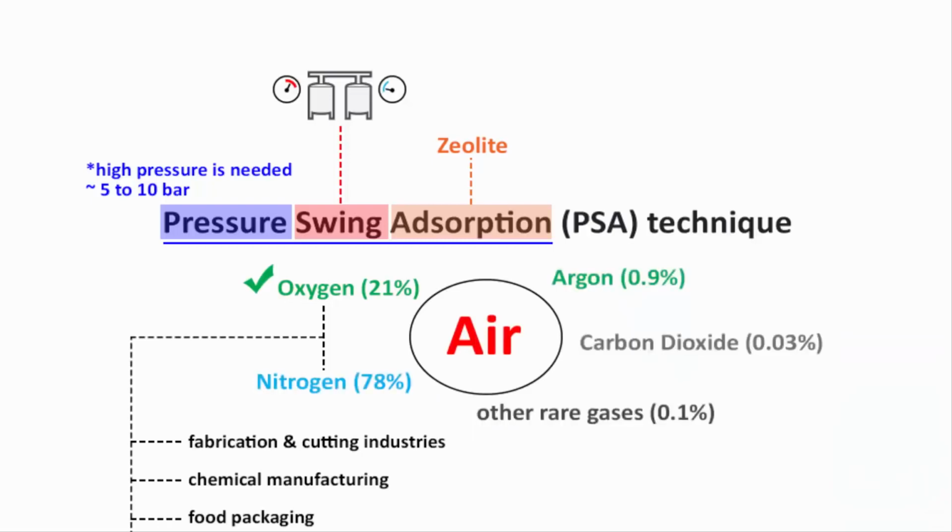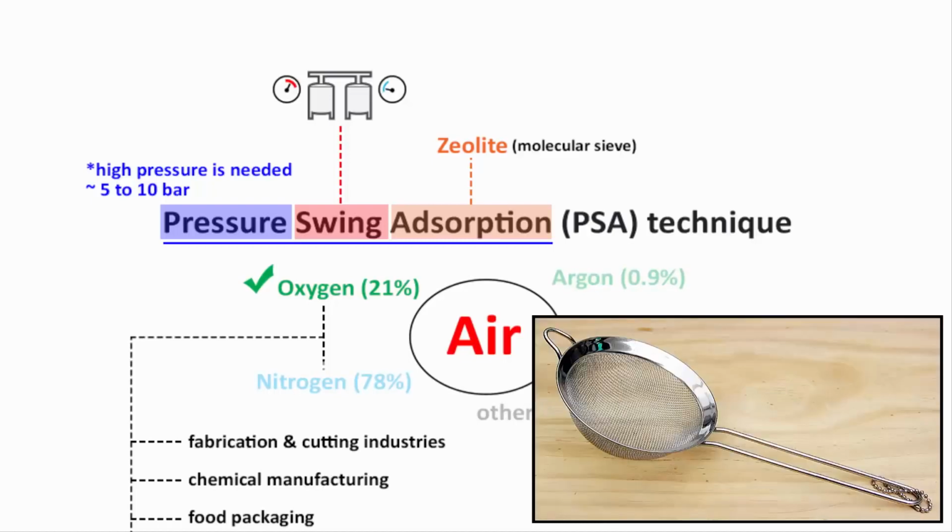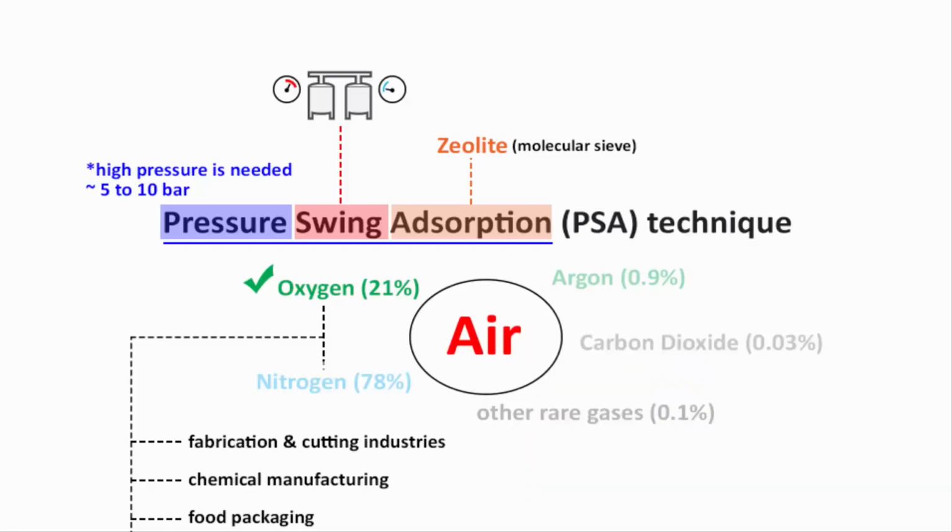It is because of this adsorbent that oxygen gets separated from air. That is why zeolite is also called a molecular sieve. You must have seen a sieve in your kitchen. It is used to separate unwanted materials. In a similar sense, zeolite separates materials at the molecular level.